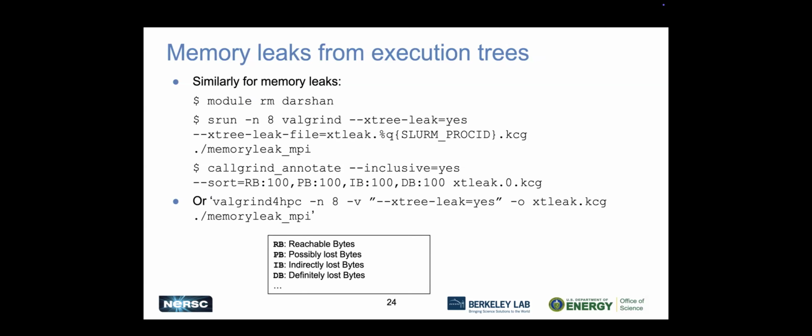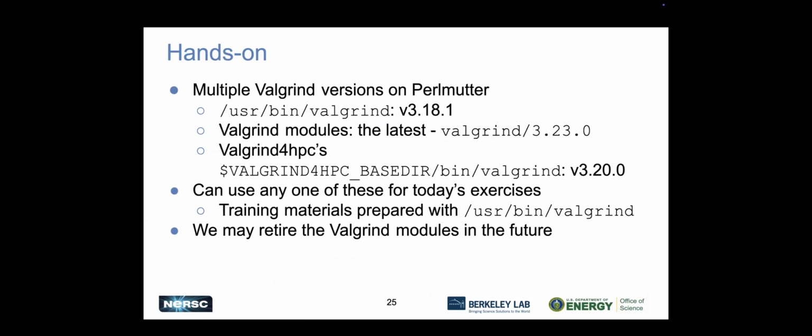You can do a similar thing with the memory leaks. You use a different flag, --xtree-leak=yes. You specify the name, and it basically shows the reachable bytes, possibly lost bytes, indirectly lost bytes, etc. So you post-process it to get the output. It's a pretty long output. So that's all about the lecture here.